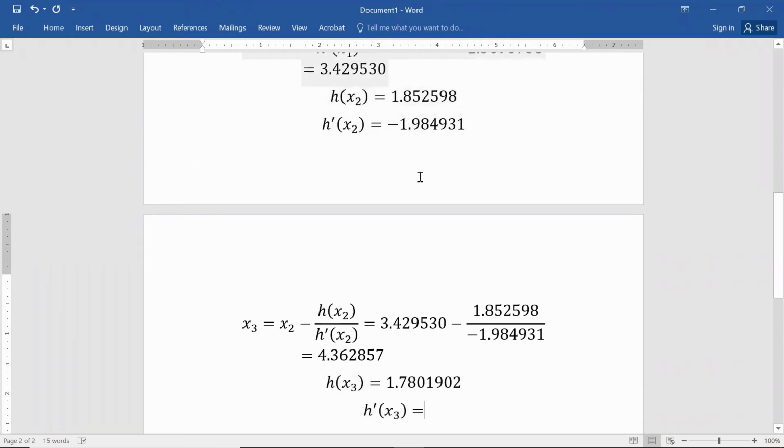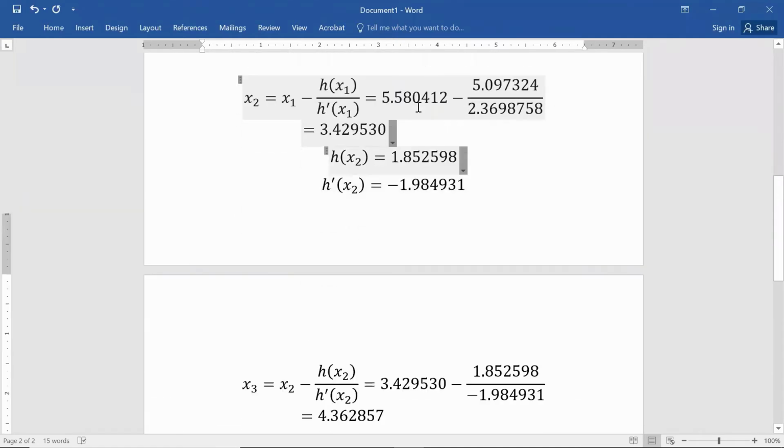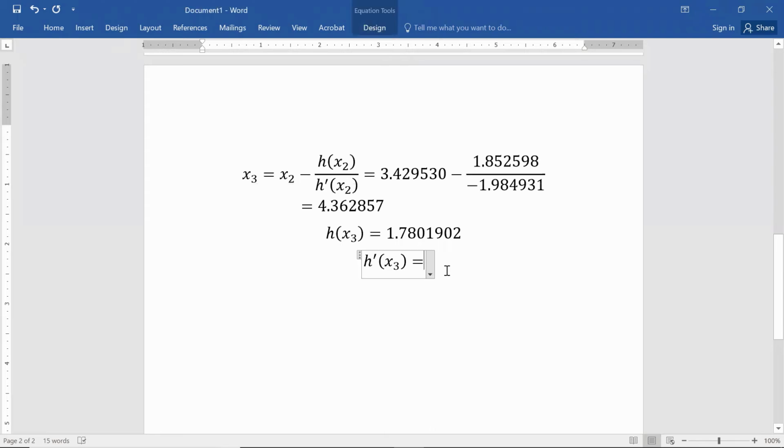But notice that's only slightly closer to 0. We're not getting super duper close to 0 like we did in the previous examples. What about the derivative at 4.362857? Well, the derivative I got was about 1.7565904. You might say, man, this is taking a minute and we're not getting super duper close to zero.